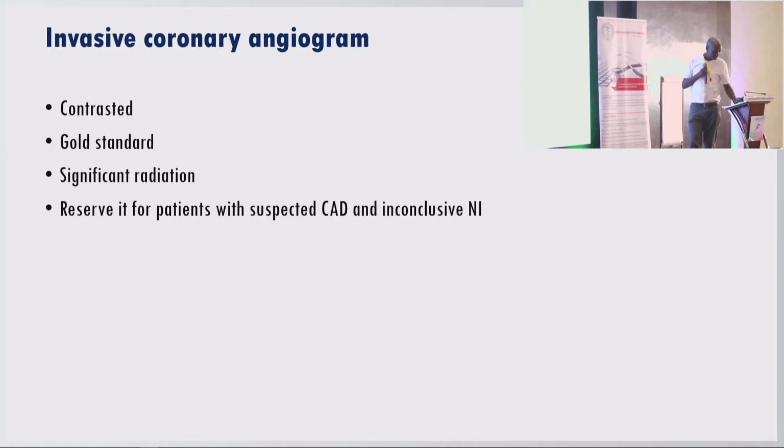Most times though, especially with diabetics, we end up needing the traditional CT angiogram, which needs contrast. It's the gold standard, but has the problem of significant radiation. So we generally just reserve it for patients who have a high risk or are really suspected of severe coronary artery disease, or who have an inconclusive workup so far.